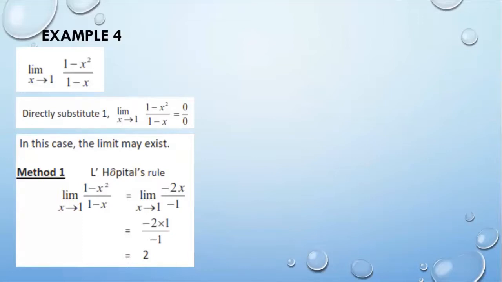So just differentiate the numerator and the denominator, and once you're done with that, then you substitute. Instead of x, you put 1. So you can see that instead of x, 1 is put. So negative 2 times 1 gives negative 2, and negative 1 is already down there. So negative 2 divided by negative 1, you get positive 2. The answer is 2. In the beginning, we were getting 0 upon 0. Now, after using the L'Hopital rule, after differentiating, we're getting 2. That was one method.